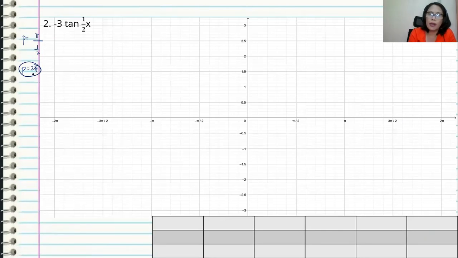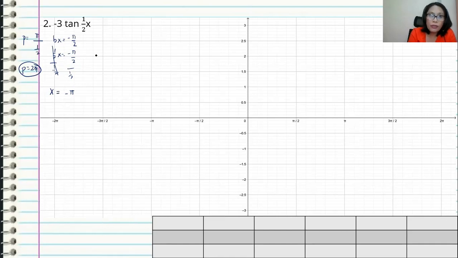So let us identify the vertical asymptotes over one period interval. So again, bx for tangent is equal to negative pi over 2. So this is 1 half x equals negative pi over 2. So if we divide both sides by 1 half, so x is equal to negative pi. Okay?